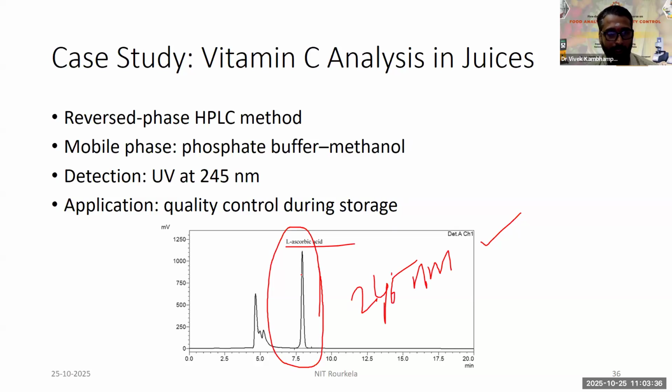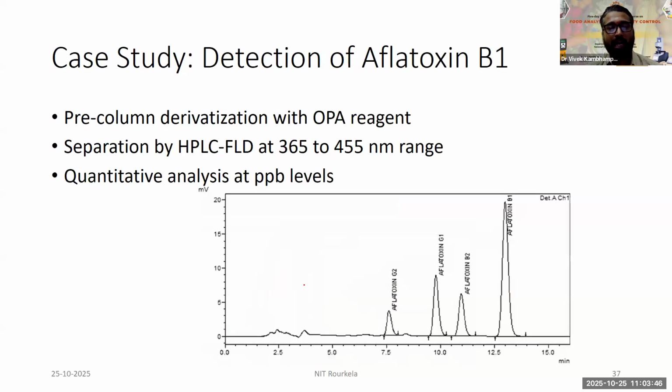This is the peak you will get, right? Later on, you can calculate the area of this peak and the retention time. Okay, you got this at a particular retention time. The area of the peak can be calculated. And aflatoxins you can also identify. Okay, what type of aflatoxin is present in the sample.